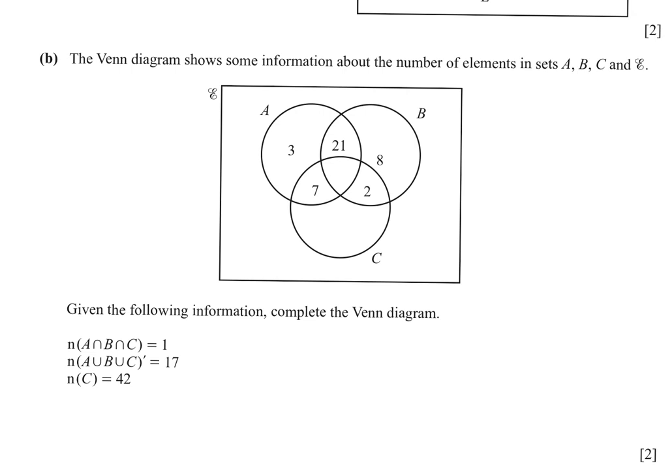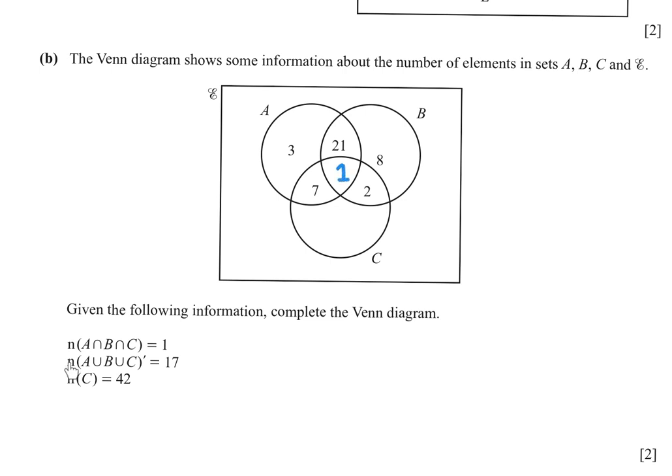For B, the Venn diagram shows some information about the number of elements in sets A, B, C, and the universal set. Complete the Venn diagram given the following information. n means number. n of A intersect B intersect C is 1. So this means the number of elements in A and B and C is 1. This region contains one element, because it belongs to A and B and C, so we can put 1 in the middle.